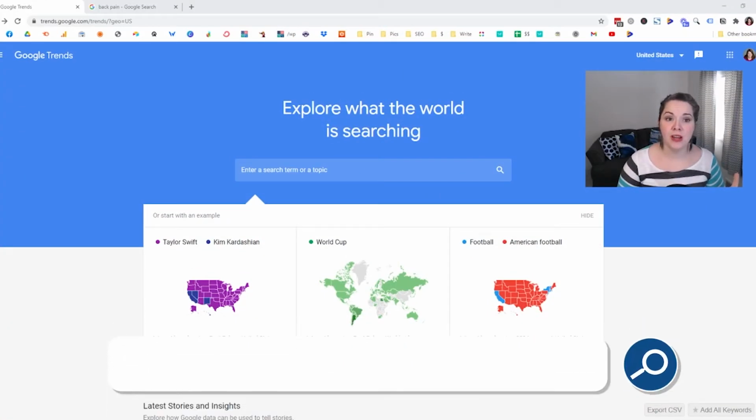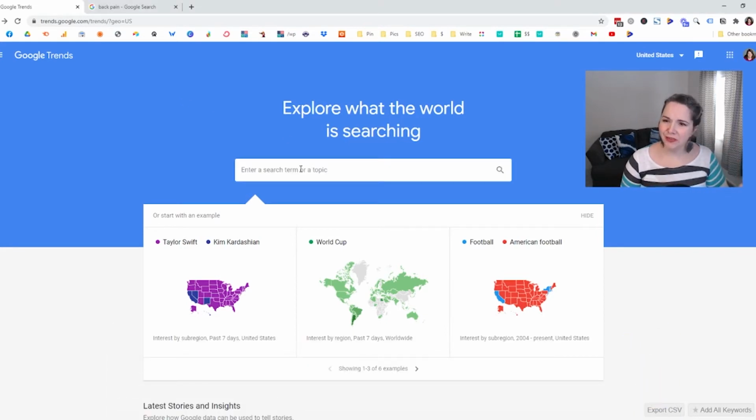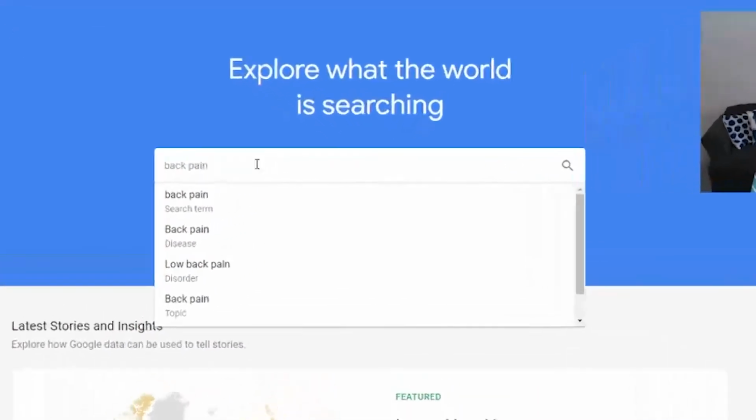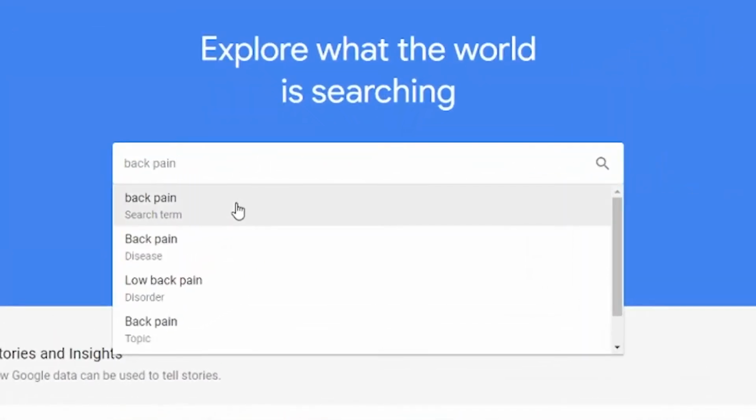So let's get started. So here we are at Google Trends. You can find it at trends.google.com. And we're going to just kind of look up a pretty generic term so that way we can see how things have been changing. You can see that there's a search term for back pain.